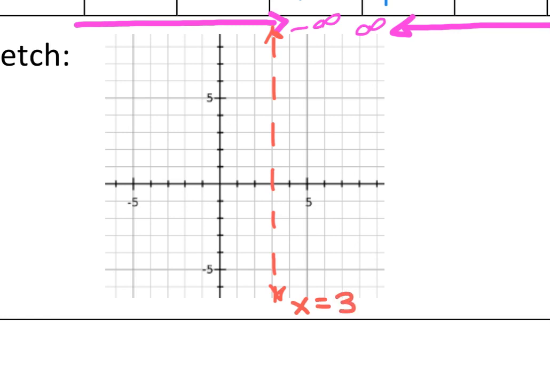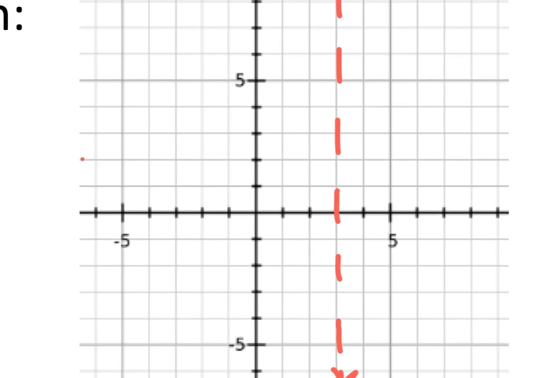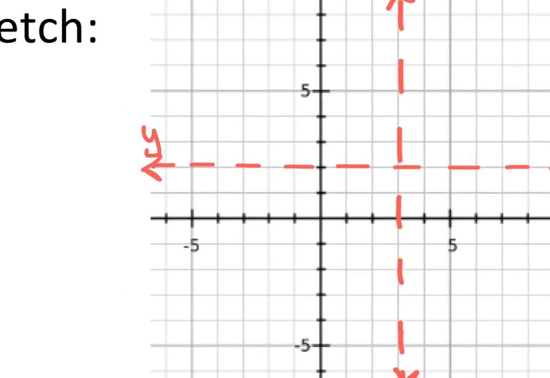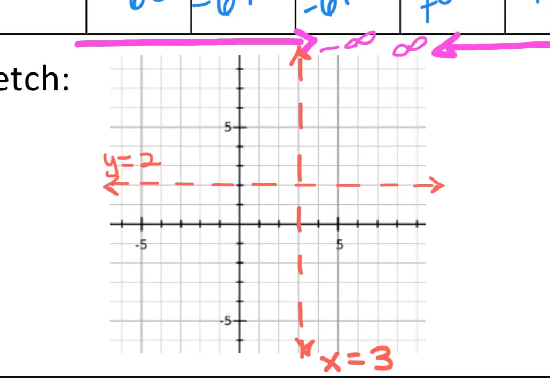Now, based on the algebra, you know that the degree of the numerator is the same as the degree of the denominator, and the leading coefficients are 2 over 1. And so there's going to be a horizontal asymptote at y equals 2. And then we're going to graph some points.